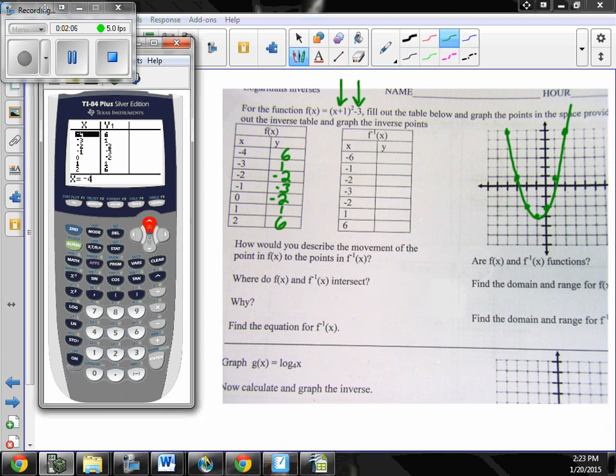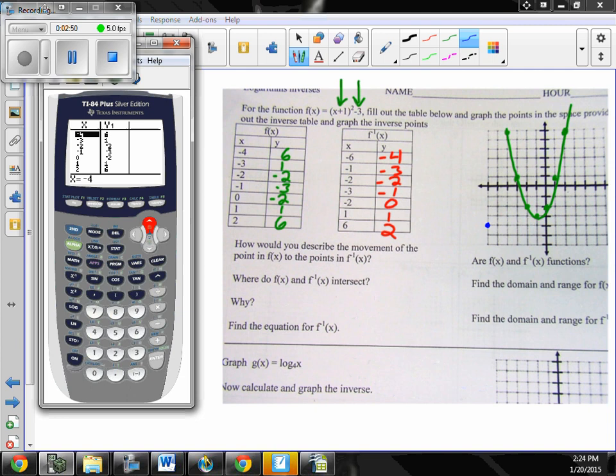What does it mean to take the inverse of a function? We're switching the x's and y's. We're switching all of the x values and all of the y values. So for the inverse function of f, the domain is the old range, so the new range is the old domain. So it would be -4, -3, -2, -1, 0, 1, and 2. Now graph the inverse.